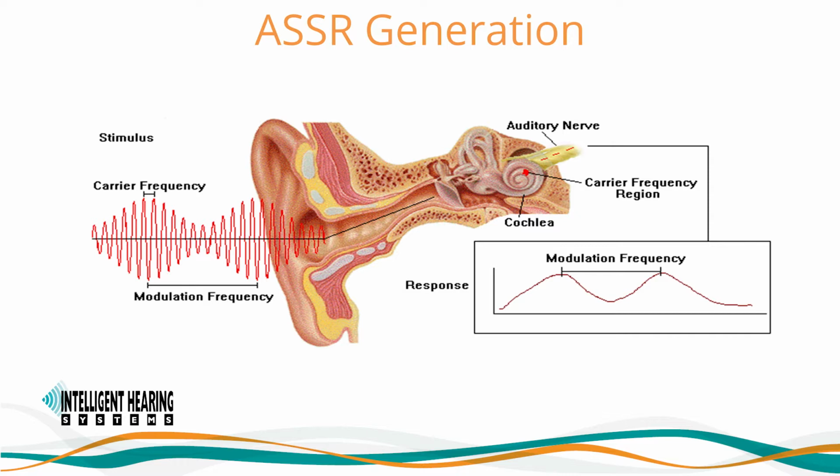ASSRs are usually elicited by using a stimulus with characteristics of specific carrier frequencies, most commonly 500 Hz, 1000 Hz, 2000 Hz, and 4000 Hz tones. The SmartEP-ASSR also includes options for click, 250 Hz, 8000 Hz, I chirps, and other complex stimuli. The region of the cochlea being stimulated corresponds to that of the carrier frequencies. Responses are then generated along the auditory nerve in the brain that mimic the modulation frequency.